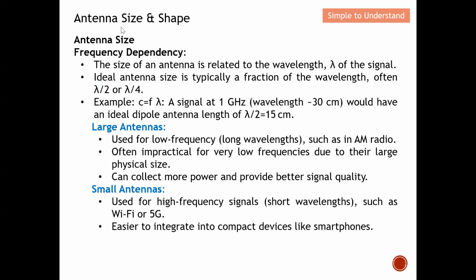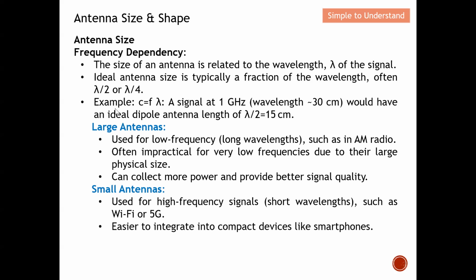Let's quickly understand antenna size. As I mentioned earlier, antenna size is frequency dependent, which means that the frequency will affect the size. The size of an antenna is related to the wavelength of the signal. Antenna size is typically a fraction of the wavelength. For example, the antenna can be half of a wavelength or a quarter of a wavelength. This is what it means: it will be a fraction of the wavelength.